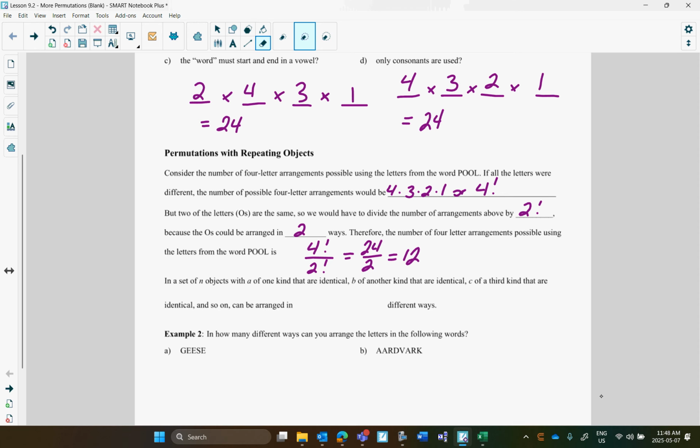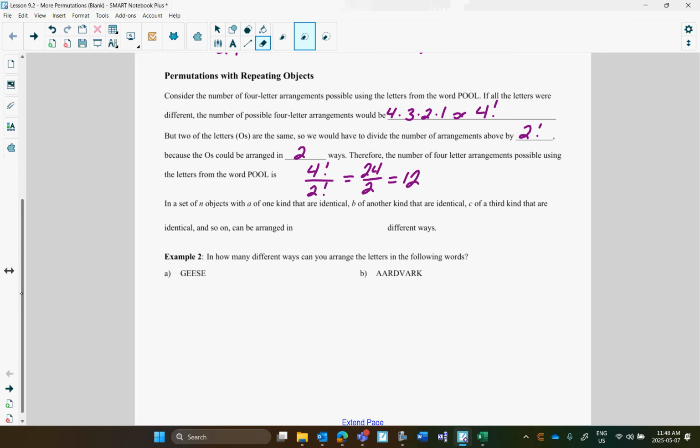So the number of letters that are repeating matters, and sometimes there may be more than 1 letter that repeats. When that happens, you just follow this formula. If we've got a set of n objects, and A of those n are identical, and perhaps B of another kind are identical, and C of a third kind are identical, we can arrange them in n factorial over A factorial times B factorial times C factorial. This will make more sense when we do a couple of examples here.